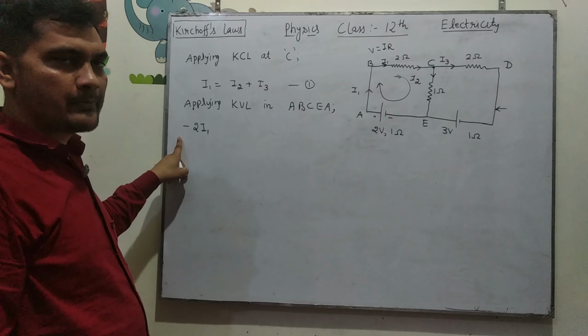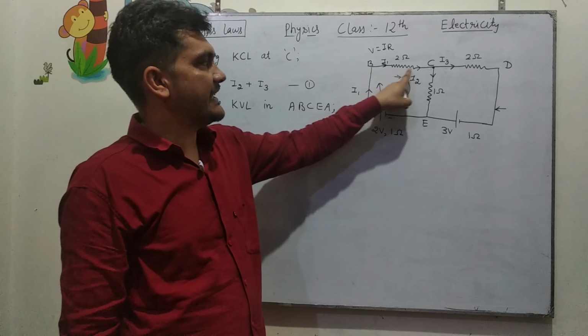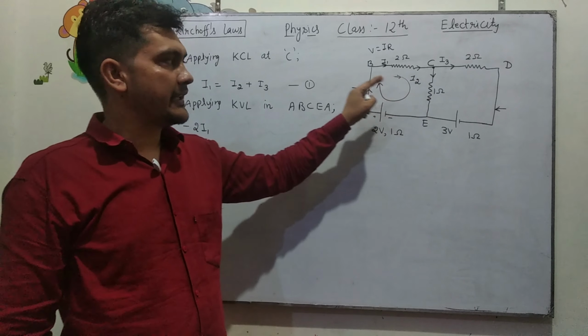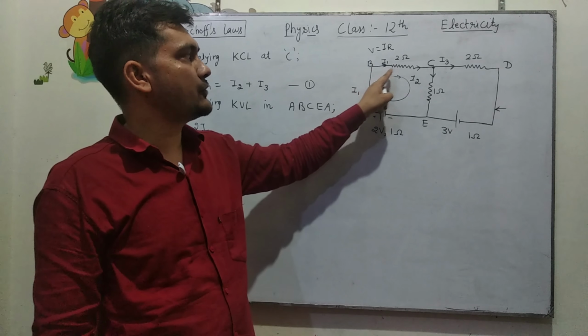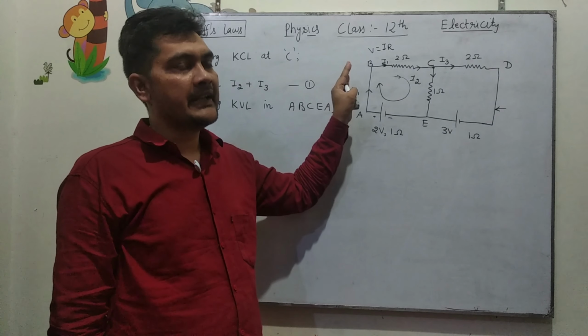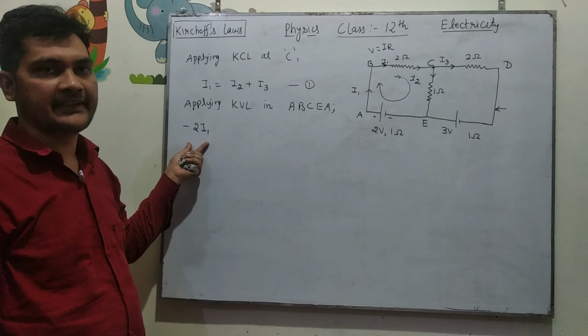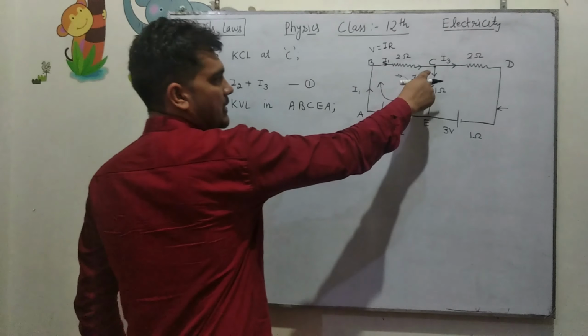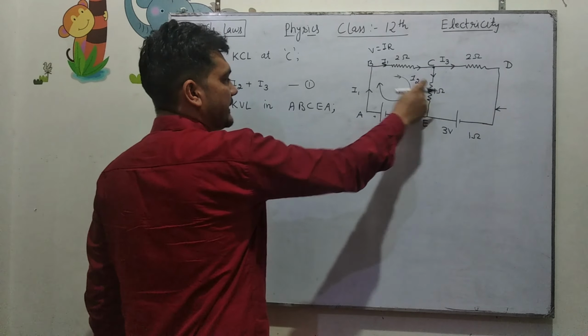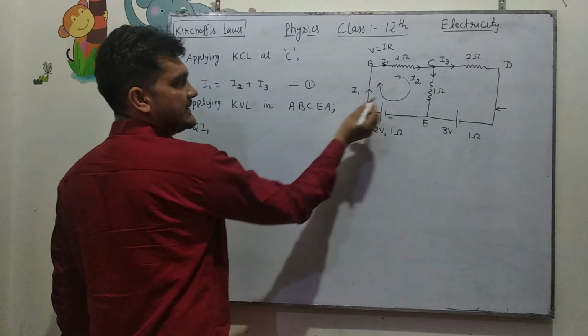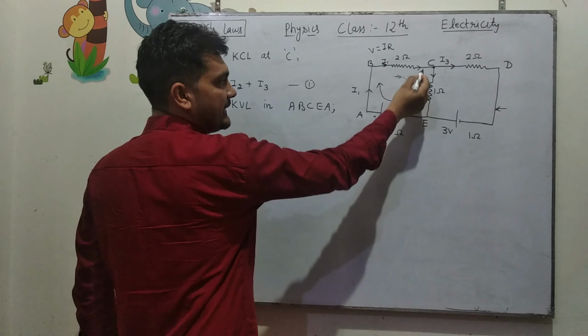Why negative sign? Because we are moving in the direction of flow of current, and current flows always from higher to lower potential. Therefore, we are moving in the direction of decreasing potential. That's why I have put negative sign here. Now, from C to E, the loop direction is A, B, C, E, A. We are moving from C to E.